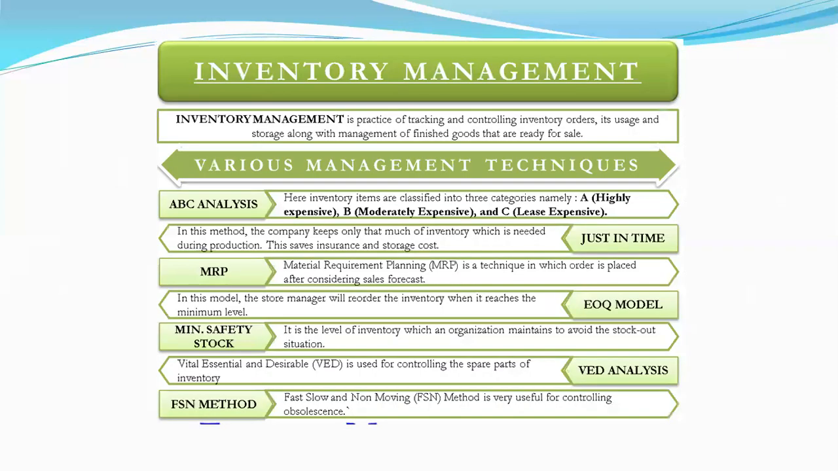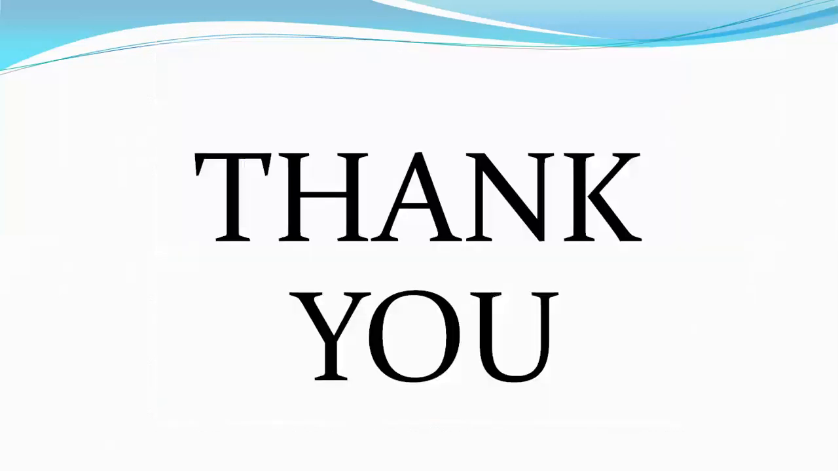So these are the inventory management techniques that we have studied today. ABC, just in time, we have discussed with economic order quantity. Then MRP, material requirement planning, is there. Economic order quantity and minimum safety stock we have discussed earlier. Vital, essential, and desirable, VED analysis, then FSN, fast moving, slow moving, and non-moving methods are there. So this was all about inventory management that we have studied, and I hope everything is clear to you.